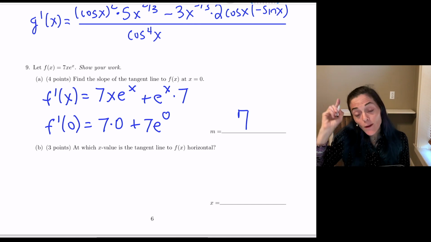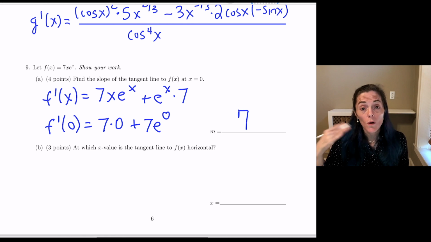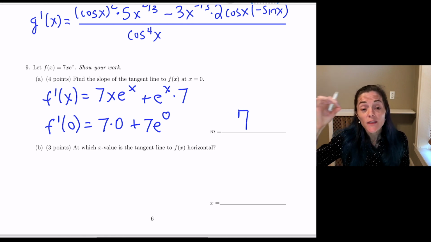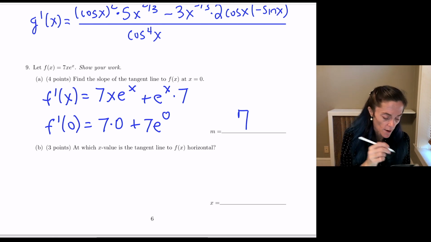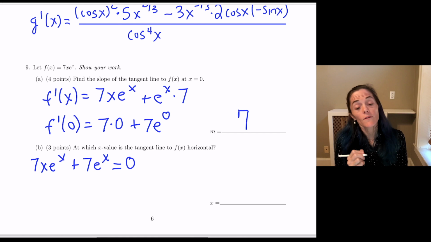Letter B, at which x value is the tangent line to the graph of y equals f of x horizontal? Here we set the derivative to 0, solve for x. So we already have the derivative. We set it equal to 0, solve for x.